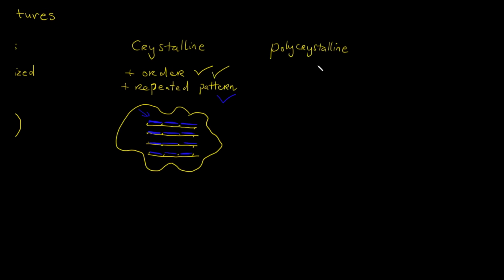So what about the polycrystalline? Polycrystalline is similar to the crystalline. It also has an ordered arrangement. However, those ordered arrangements are in different segments, so it's ordered in segments. What do I mean by this? Let's have one example.